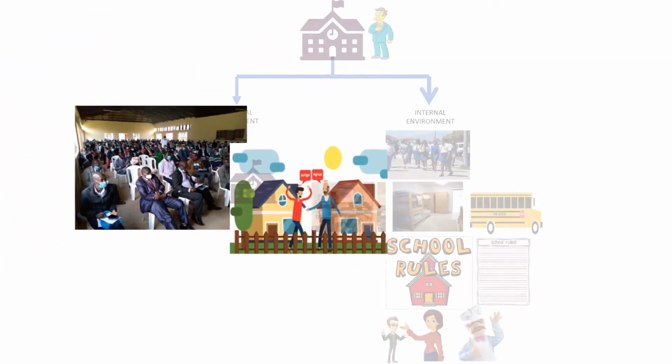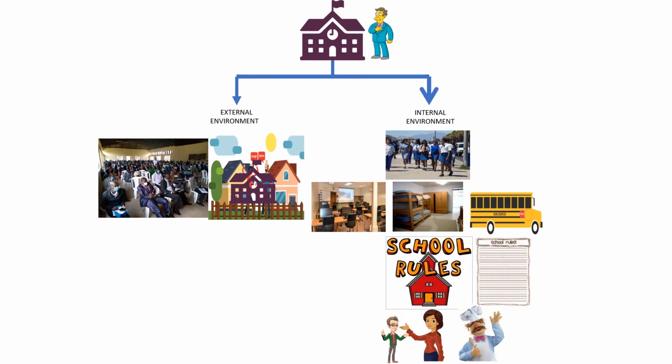The school external environment also consists of the neighbors who surround the school, because the school cannot exist as an island. It does have neighbors which surround it, and these neighbors actually impact the day-to-day running of the school in one way or another.